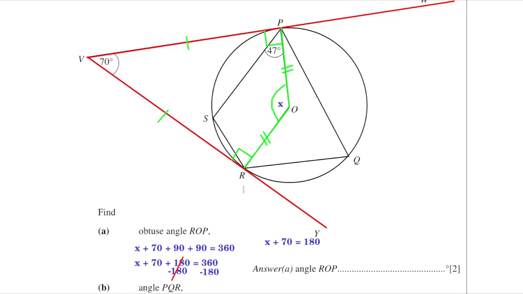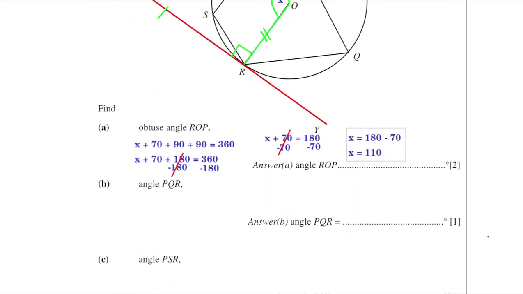Now let's subtract 70 from both sides of the equation. The 70s cancel out and you are left with X equals 180 degrees minus 70, so X is definitely equal to 110 degrees, which is the size of angle ROP, the obtuse angle required there. Next question requires us to find PQR.